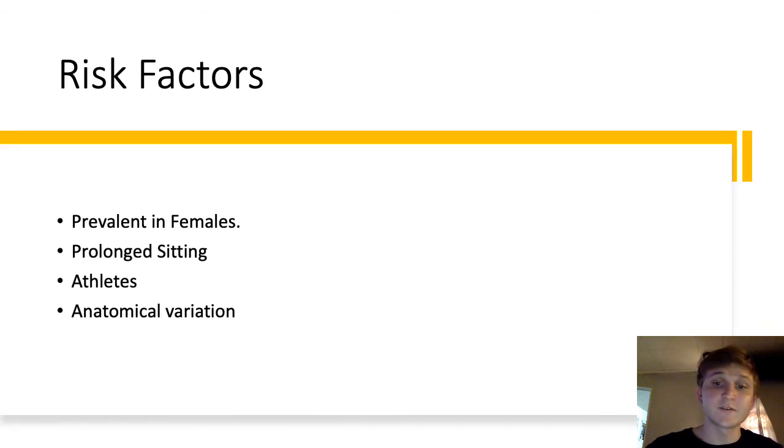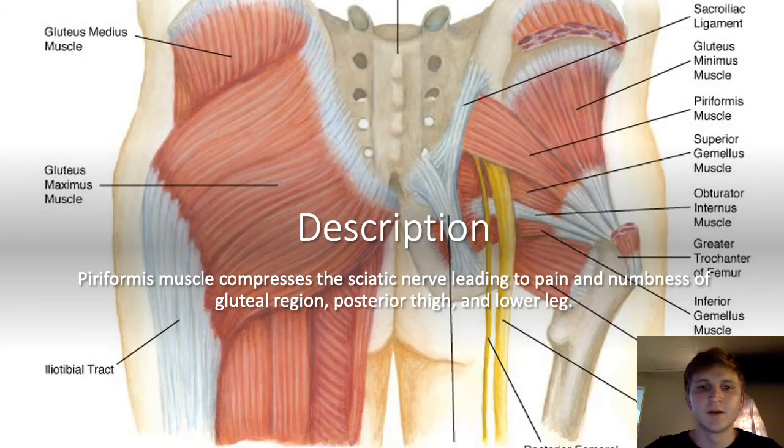Some of the risk factors for this are, well, females are more prevalent to have it than males. Prolonged sitting can put you at risk for this. Athletes sometimes have it, which our patient is an athlete. And anatomical variation, which I'll get to in a few slides. Piriformis syndrome is caused by the piriformis muscle compressing down onto the sciatic nerve, causing the pain and numbness that patients feel.